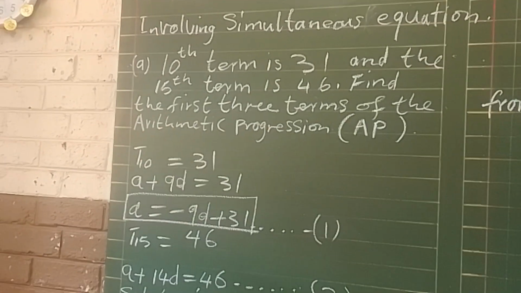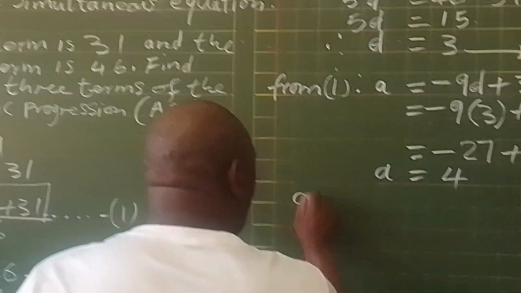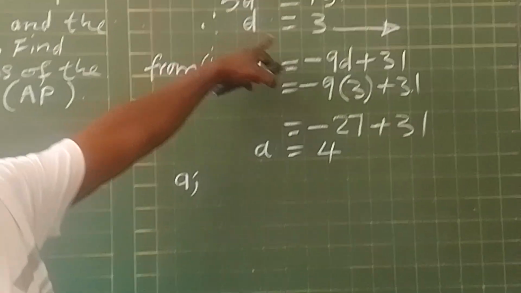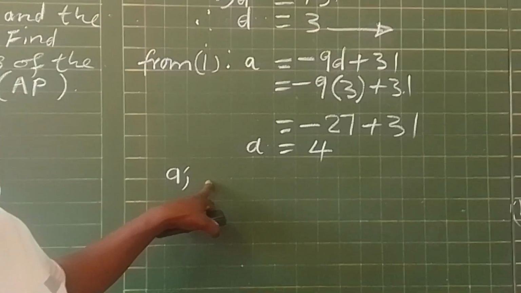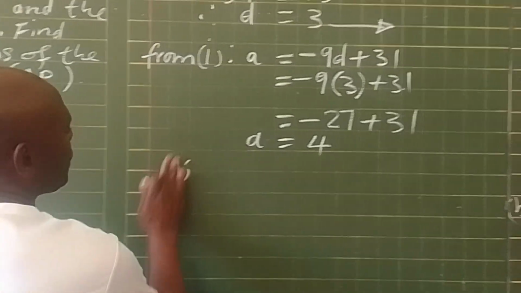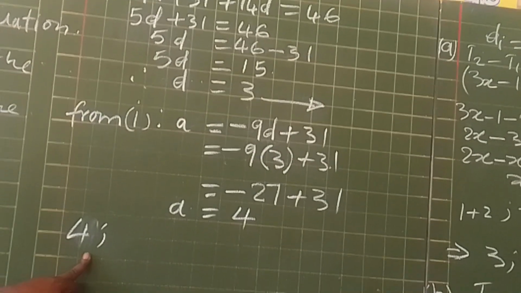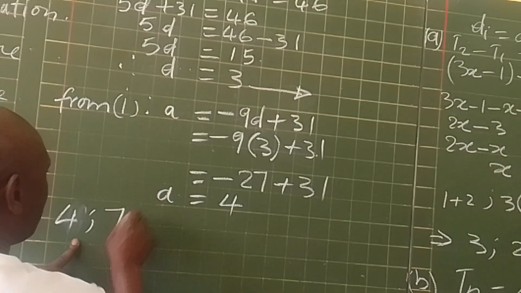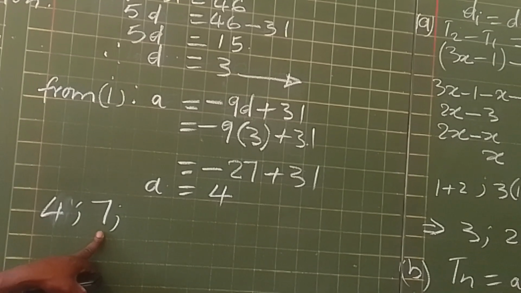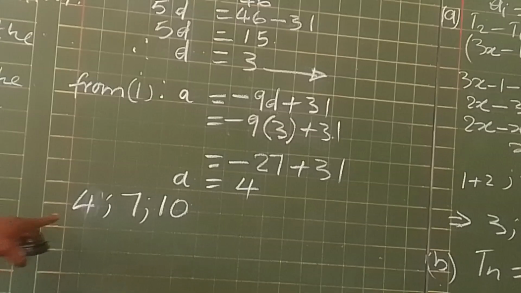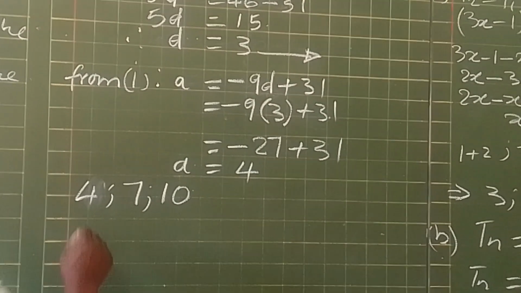Then to find the first three terms, you come and say a is 4. Your d is 3. Add 3 from here. 7. Add another 3 from 7. 10. The first three terms are 4, 7, and 10.